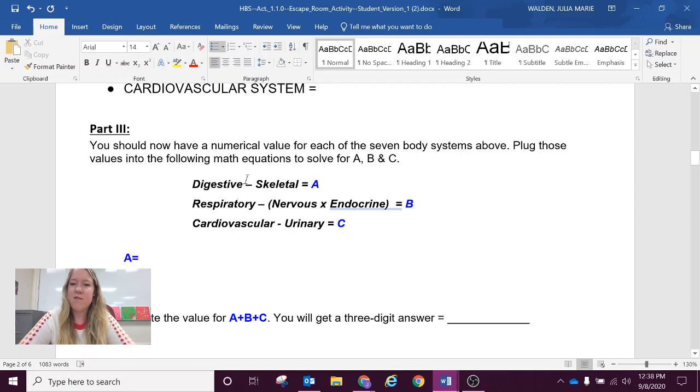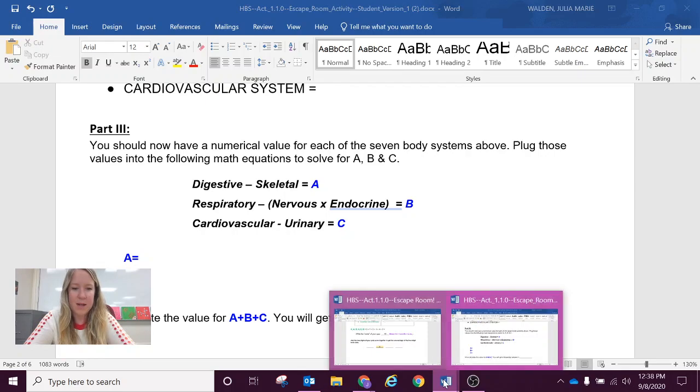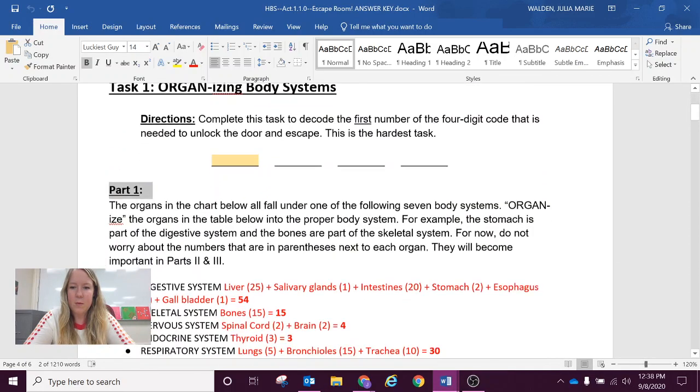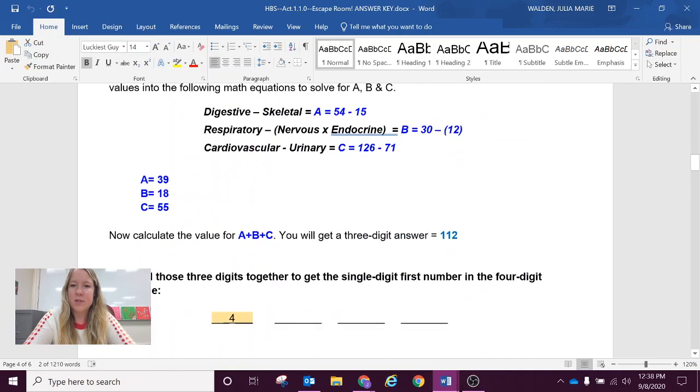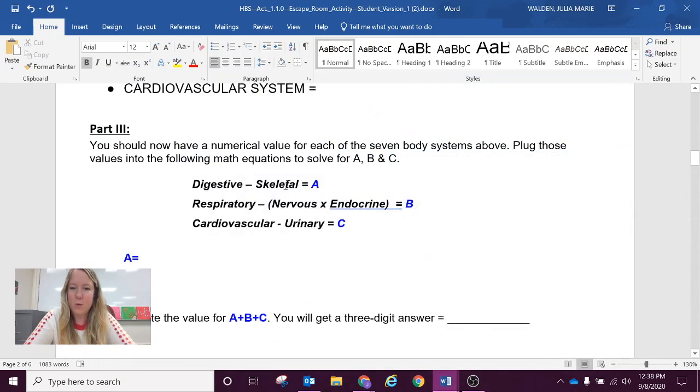Okay, so you're going to plug in the numbers into these equations. So digestive minus skeletal is going to give you A. And whatever you get for that, you're going to type the answer here. So I'm actually going to pull up my answer key for a split second. Sorry. Okay, so the digestive system is actually 54 points. So if you take 54 and you subtract 15, that's going to give you the answer to A, and you're going to type that number right here, whatever you get.